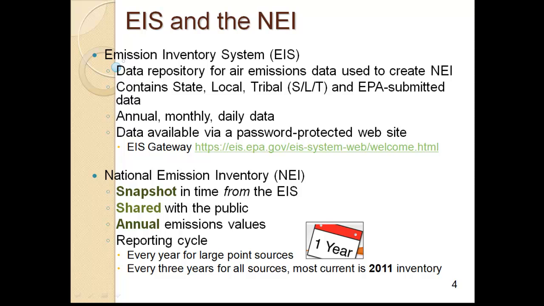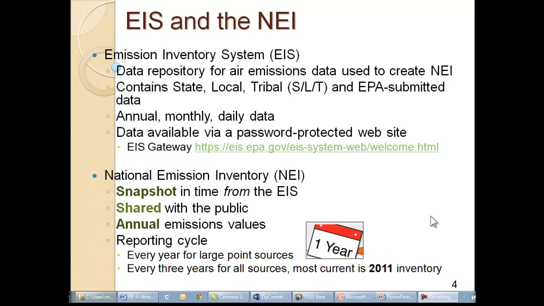It's always on an annual reporting cycle for large sources. For smaller sources, it's on a 3-year reporting cycle. So for non-point sources, non-road sources, and on-road sources, it's on a 3-year reporting cycle. So the most current of that triannual inventory is the 2011 data, and that's the data that you're going to be importing into your TEISS project.